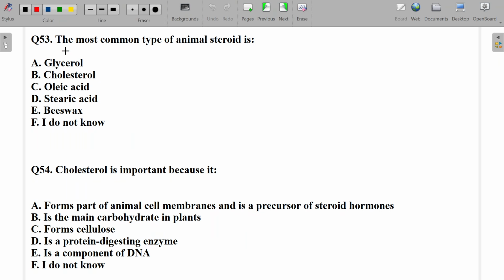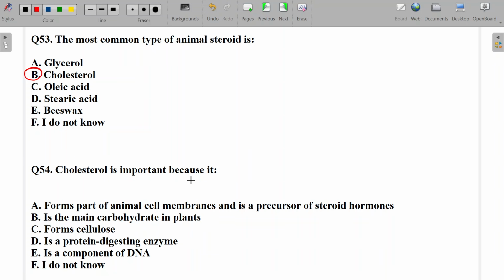Question 53. The most common type of animal steroid is: A. Glycerol, B. Cholesterol, C. Oleic acid, D. Stearic acid, E. Beeswax, F. I do not know. B. Cholesterol. Wonderful.